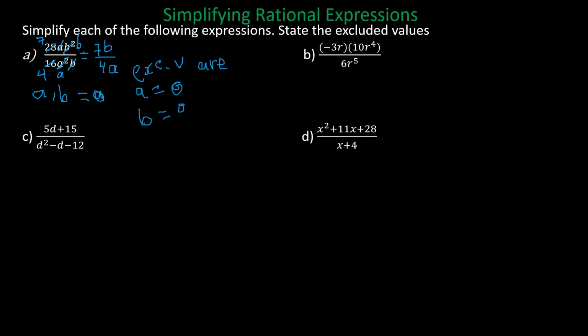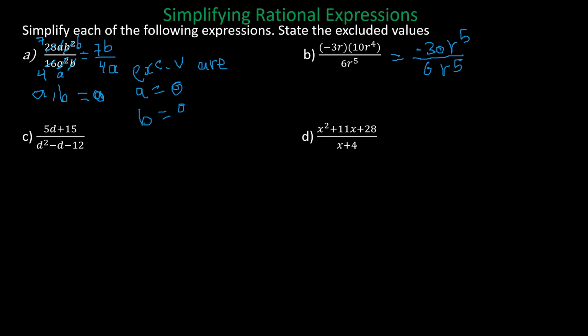In example B, we have to do multiplication. We can simplify or do multiplication at first. I prefer to do multiplication here. So we will make the numerator negative 3r times 10r to the power of 4. It will be negative 30r to the power of 5 over 6r to the power of 5.